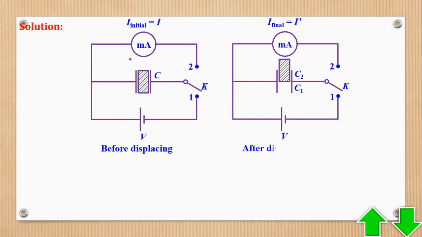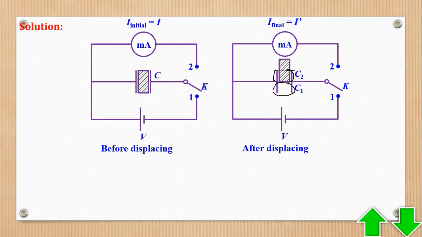When displacing halfway, the circuit is still like this. When you connect this K to this, you're charging, and when you want to discharge, you connect this K to 2. It will discharge through this milliammeter and give the reading this. Now, when you displace halfway, there is something funny which happens. If you look at this capacitor, half of it has a dielectric, and half of it does not have a dielectric.